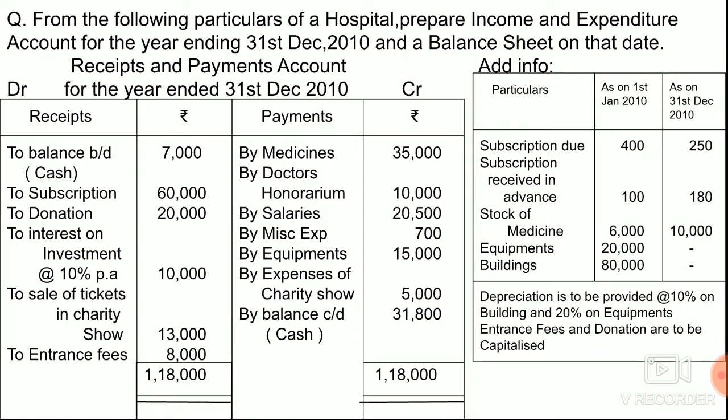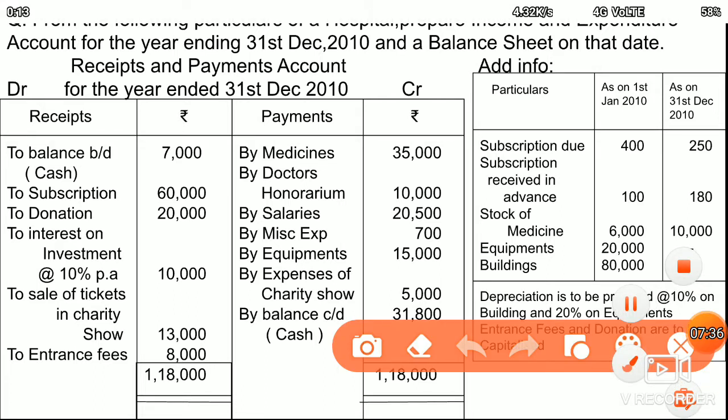Now we will start from the expenditure side. For the expenditure side, I will start with medicines consumed. So if we look at medicines, we can see that the opening value of medicines, that means last year the closing at the end was 6,000, that becomes the opening in the current year. 6,000 rupees was opening. Then we have purchases made during the year is 35,000, and after that the medicines have reduced to 10,000. This is the closing at the end, so the medicine stock remained was 10,000.